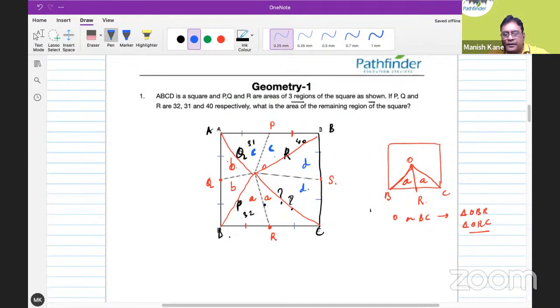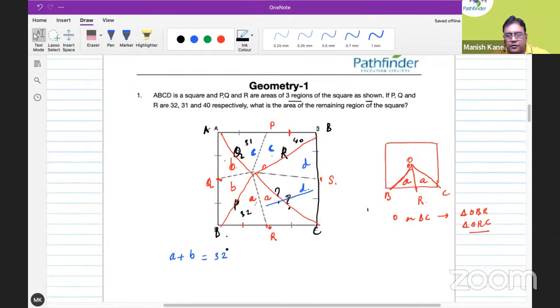We have to calculate the value of A plus D, correct? We need to calculate the value of A plus D. But first of all, if you look at the first region P, the first region is made up of A plus B, which is equal to 32.